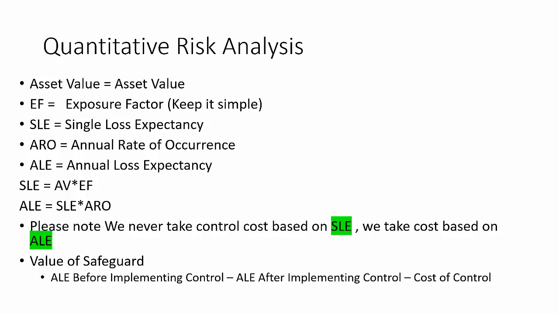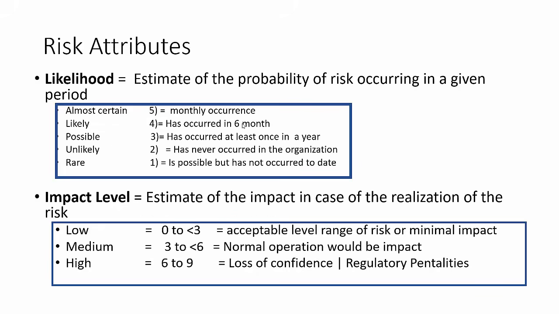Now we have a qualitative way of analyzing a risk. In this way, we are basically using two factors: what is the likelihood and what is the impact? When I say the definition of likelihood, likelihood is all about the estimate of the probability of a risk occurring in a given period. That is called likelihood. And impact: if it happens, what is the impact?